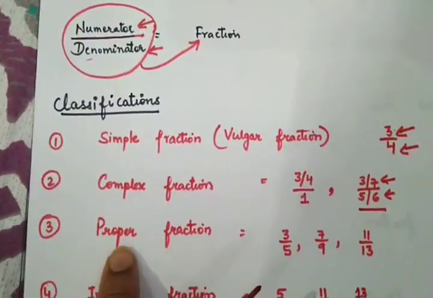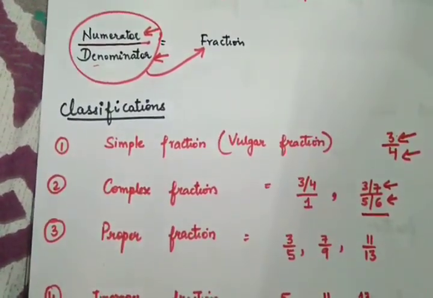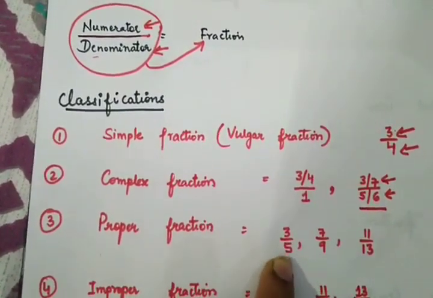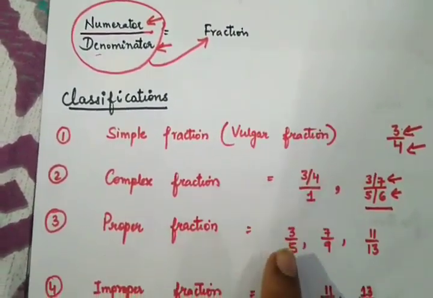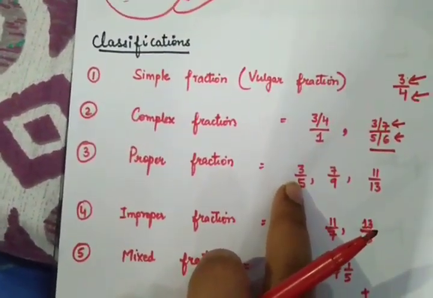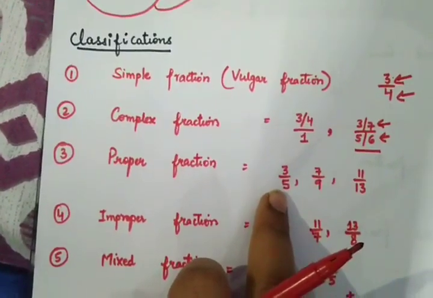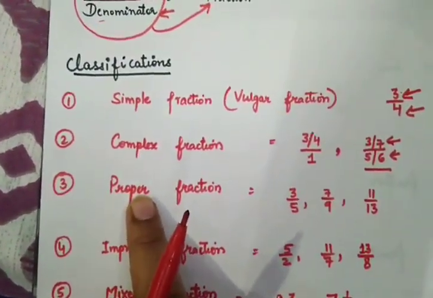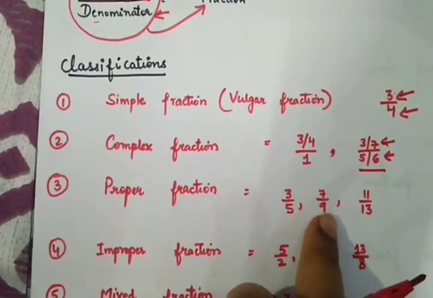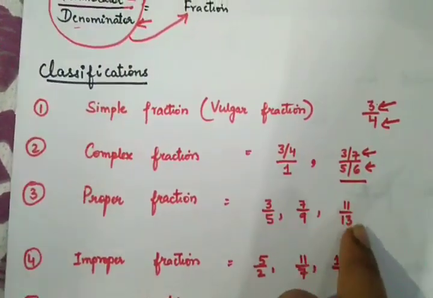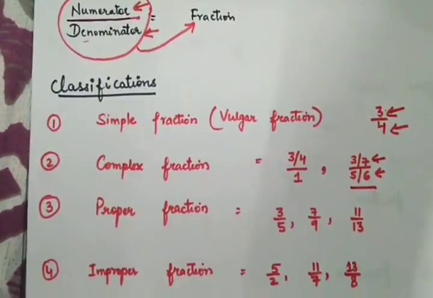Next topic is your proper fraction. A proper fraction is when the numerator is smaller than the denominator. That means the number which is written above is smaller than the number written down. So here are a few examples. 3 by 5. You can easily see 3 is smaller than 5, so it is a proper fraction. 7 by 9. Again, the numerator is smaller than the denominator. 11 upon 13. Again, same thing.